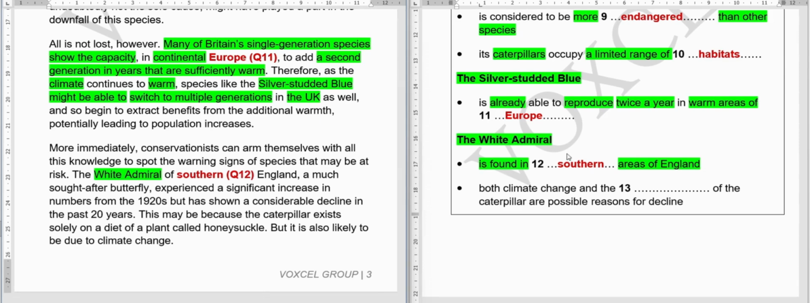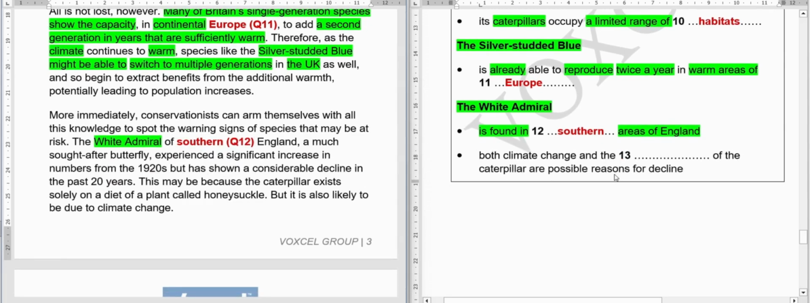So they have said southern areas of England. They have said southern England. Obviously, southern areas of England. I hope it is clear. It was quite straightforward. Nothing much to discuss. Moving on to the last question.